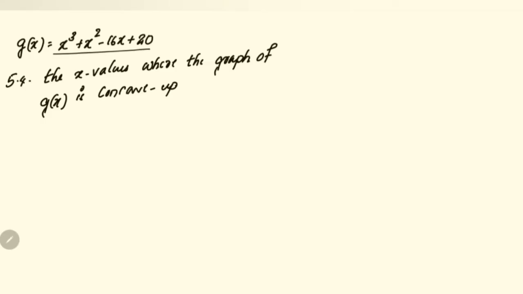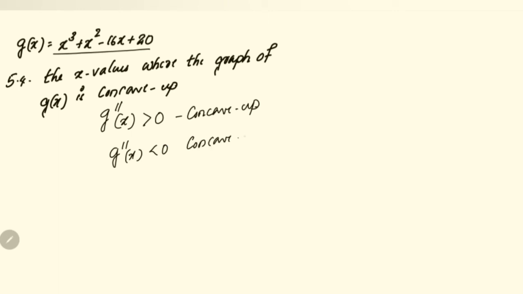Okay, now we move to next question, that is 5.4. The x values where the graph of g of x is concave up. How do you find the x values where graph is concave up or concave down? So the formula that I will write it here, that is g double dash x, because here we are using g of x. Normally the formula is f double dash x. Here we are using g of x, so I am just showing you with the g of x. G double dash x greater than 0 for concave up. If it is concave down, then g double dash x less than 0 is for concave down.